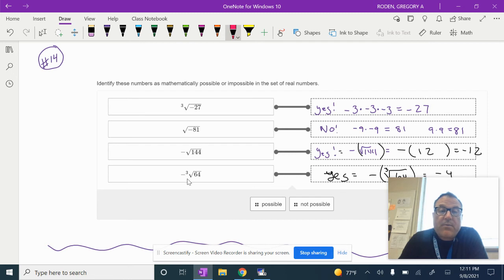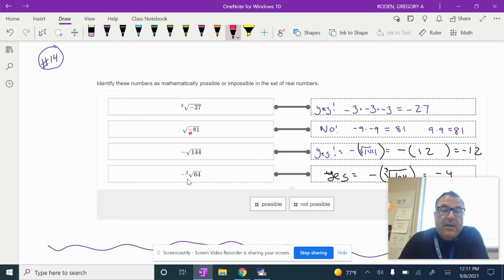The square root of negative 81. Well, that's no. The reason why is negative 9 times negative 9 is 81, right? 9 times 9 is 81. So there's no way to get that negative. And that negative inside there is what makes it impossible. You cannot multiply a number times itself and get a negative answer. So this one would be no.